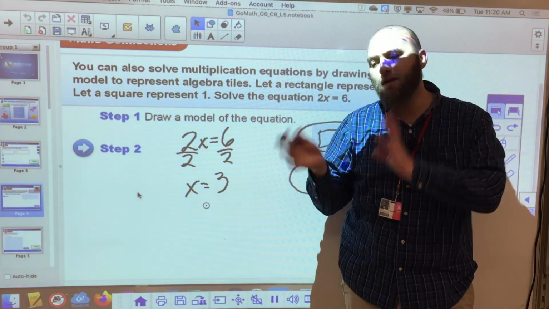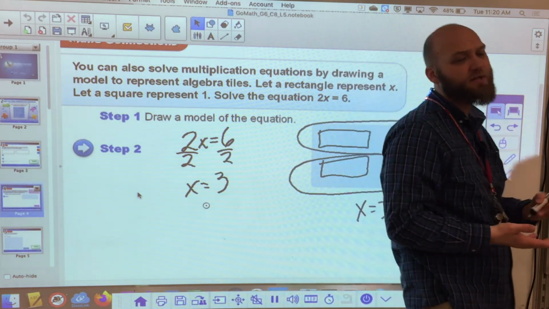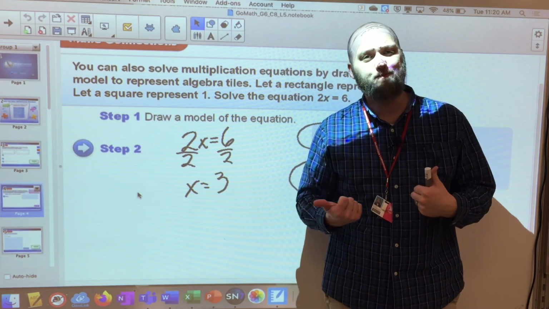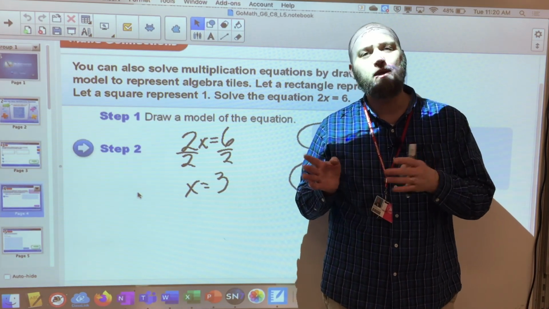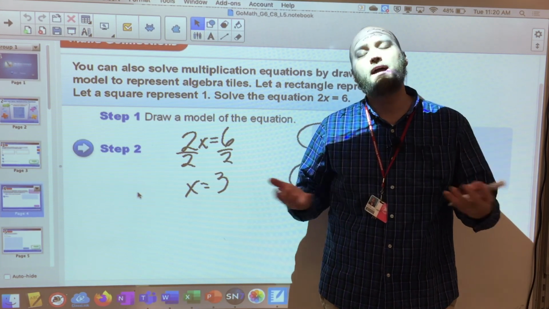Yes, it does. So inverse operations for 8.5, excuse me, is the exact same thing that we have been doing with addition and subtraction. Now we're just adding multiplication and division. So in other words, whatever they're asking you to do in your equation, you just flip to do the opposite to both sides, and you'll find the missing value.